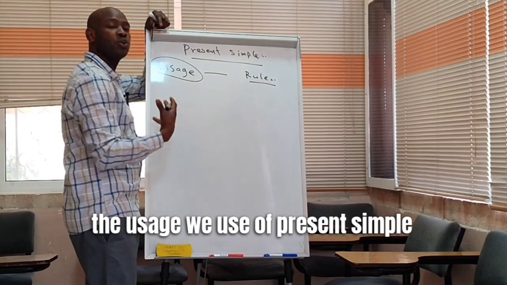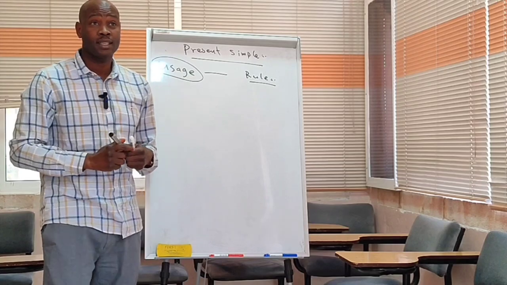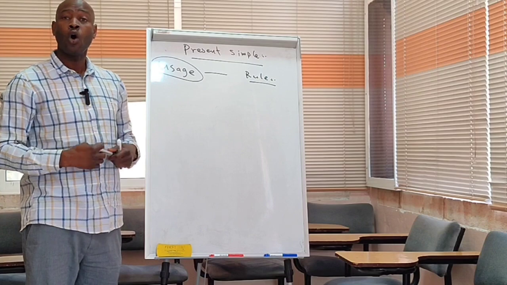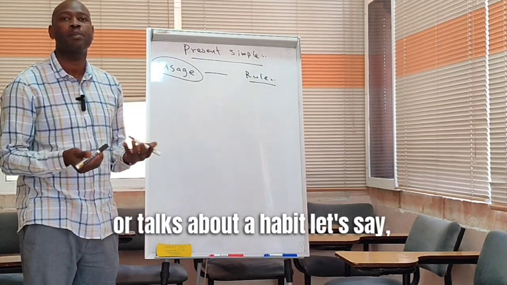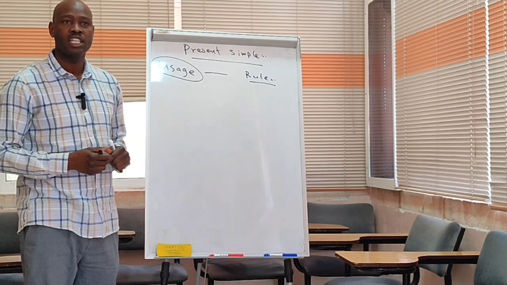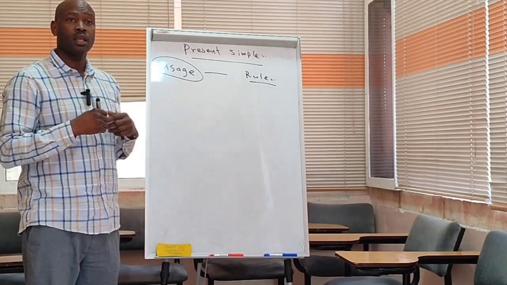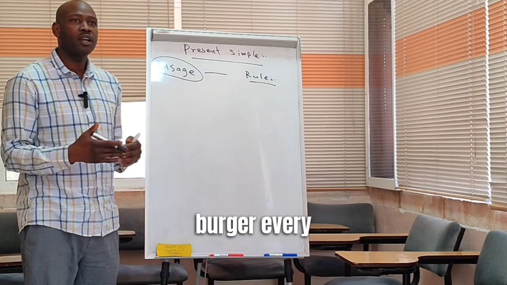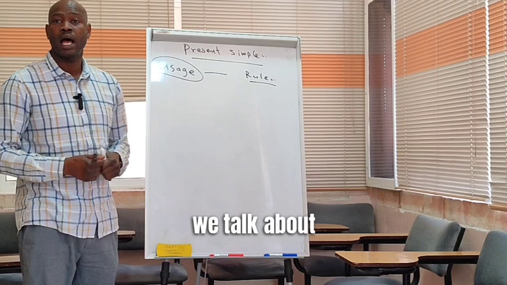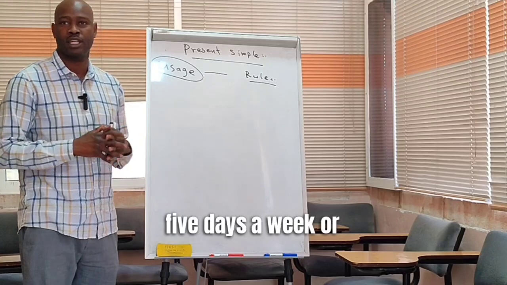Let's say the usage: we use the present simple to talk about a general idea or general information, which means "My name is Saddam" is present simple. This is information. Or to talk about a habit. Let's say, "I get up at 7 o'clock." "She gets up at 6 o'clock." Or "We eat burger every Thursday." Here we talk about habits. Sometimes we talk about routine. Let's say for a job, "I go to my work 5 days a week."